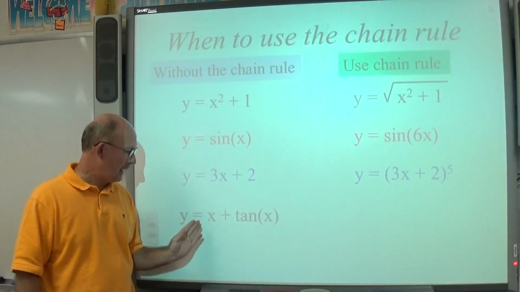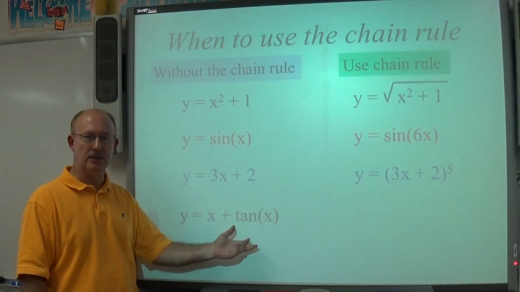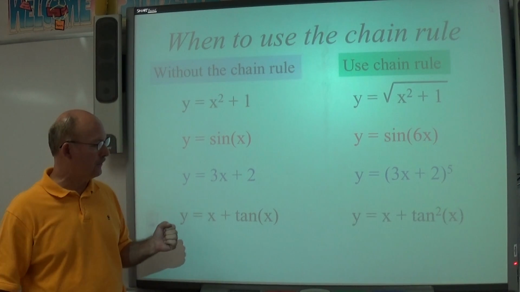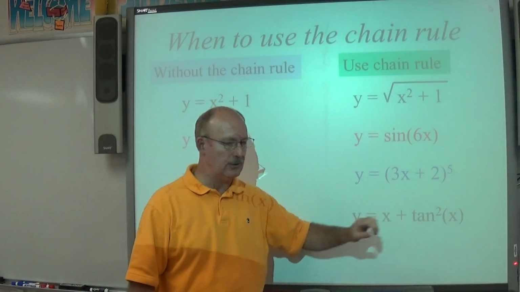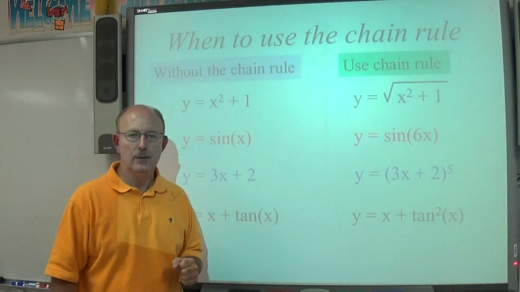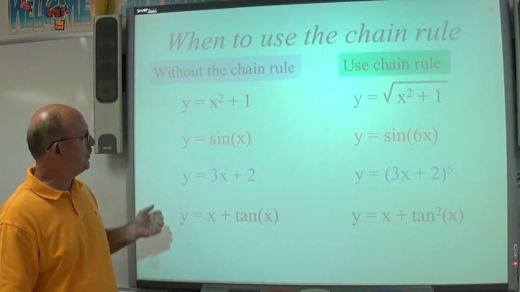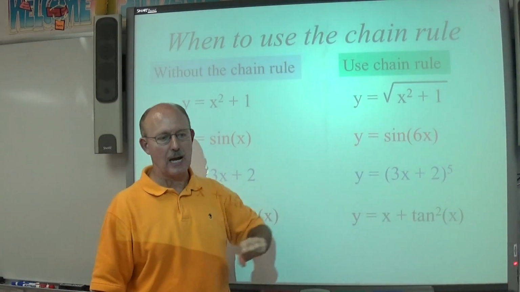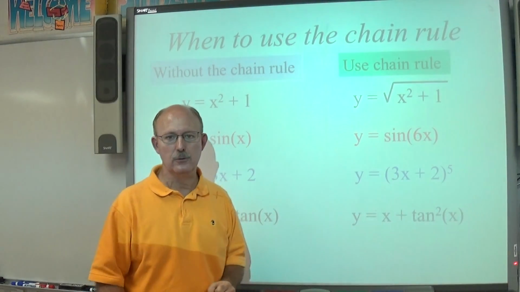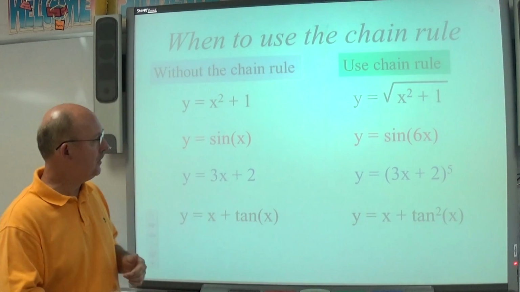Another example, y equals x plus tangent x. We don't need a chain rule for this. However, y equals x plus tangent squared x, this we have to use the chain rule. So we just want to start off looking at a couple of functions here, where we would have some we would not need a chain rule with. These over here we would have to use the chain rule with. These over here are composite functions, and composite functions you have to use the chain rule. So let's get started here.